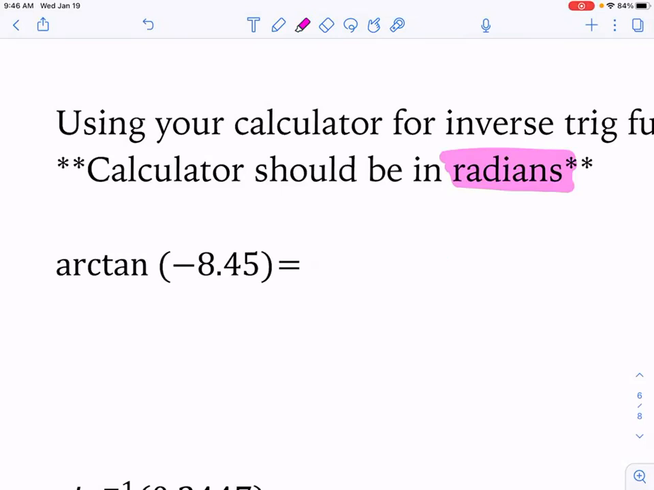Okay, so go ahead and punch in the inverse tangent of -8.45. And to 4 decimal places, make sure that you can get -1.453.